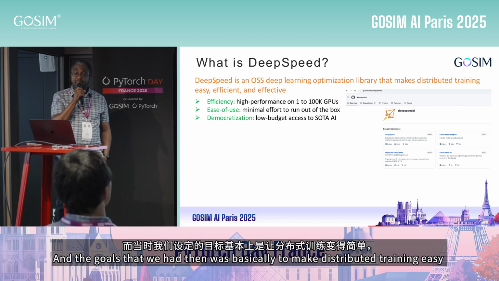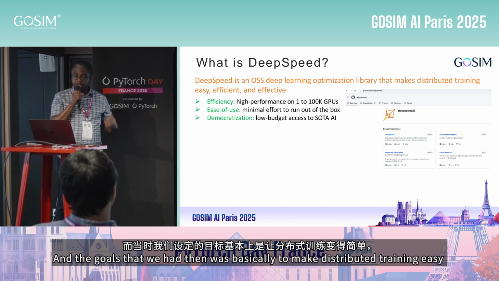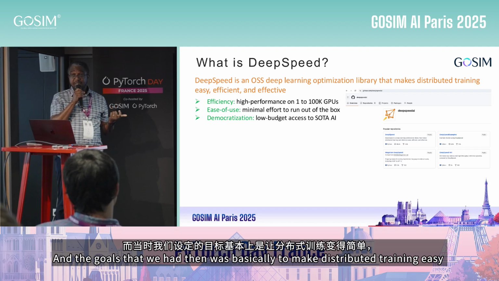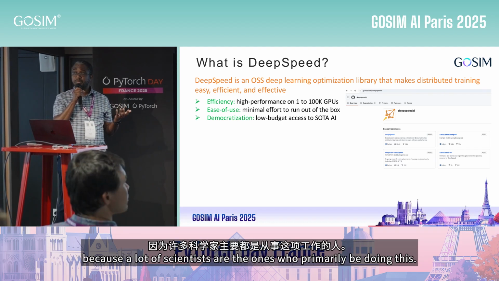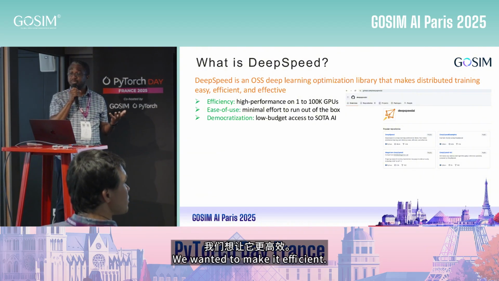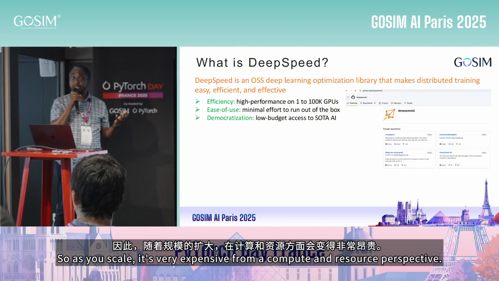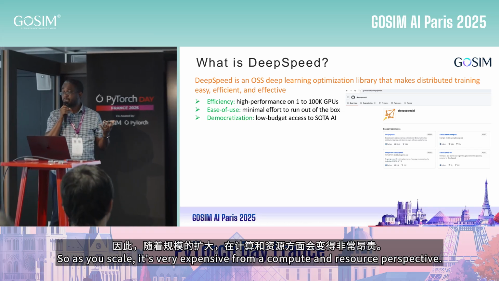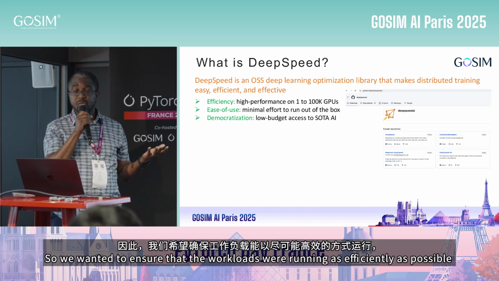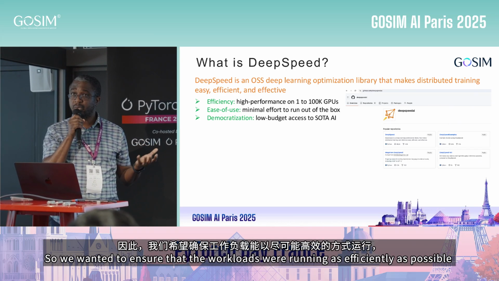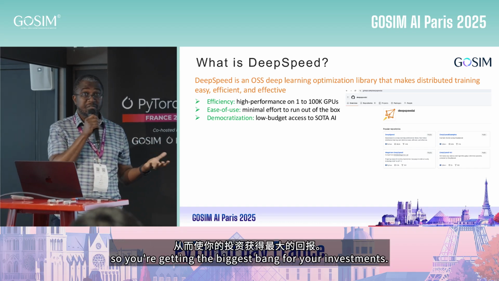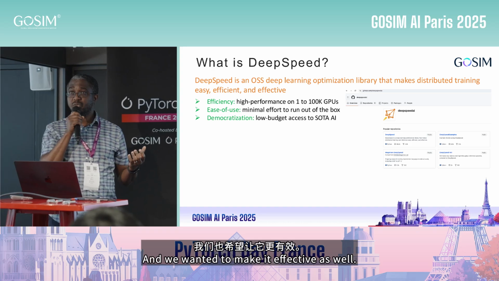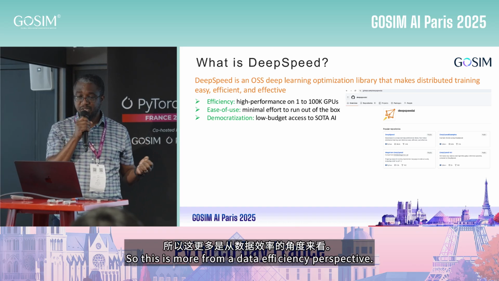The goals that we had then were basically to make distributed training easy, because model scientists are the ones who will primarily be doing this. We wanted to make it efficient, so as you scale, it's very expensive from a compute and resource perspective, so we wanted to ensure that the workloads were running as efficiently as possible, so you're getting the biggest bang for your investments. We wanted to make it effective as well, so this is more from a data efficiency perspective.